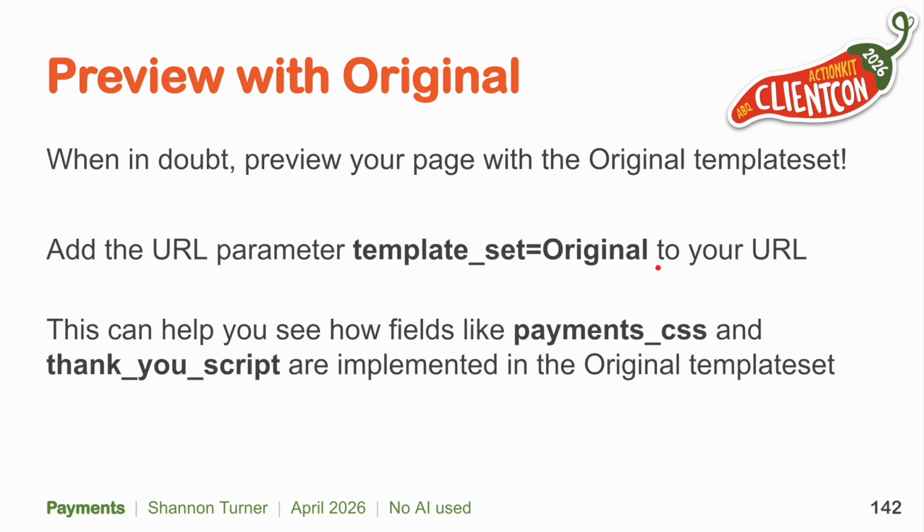Preview mode allows you to preview what a set of changes would look like before you publish your template set. Compare that to this URL parameter, which lets you see things like, oh, how does the fields payment CSS and thank you script, how are these implemented in the original template set? How can I apply that to mine?